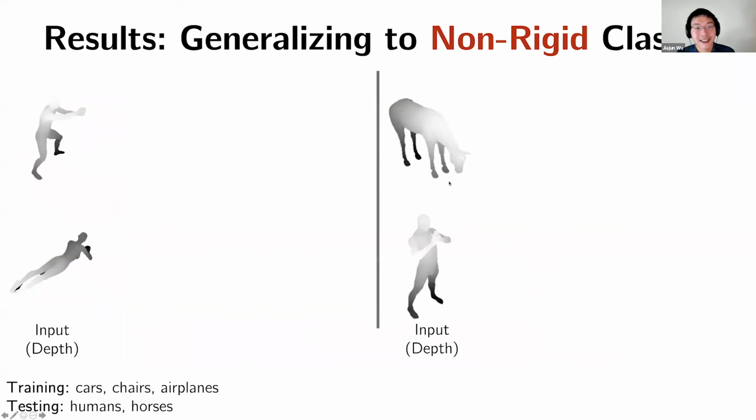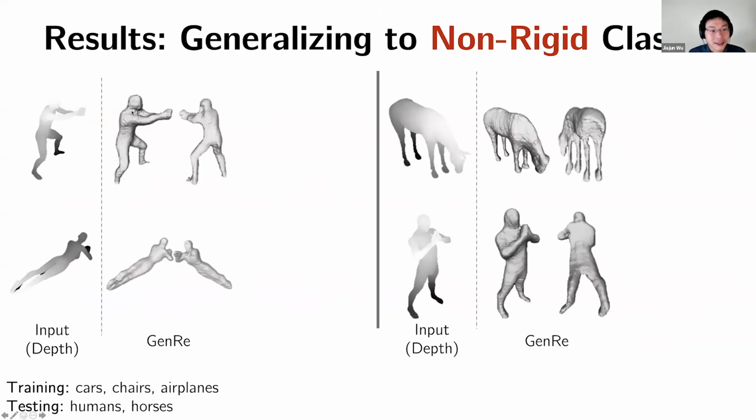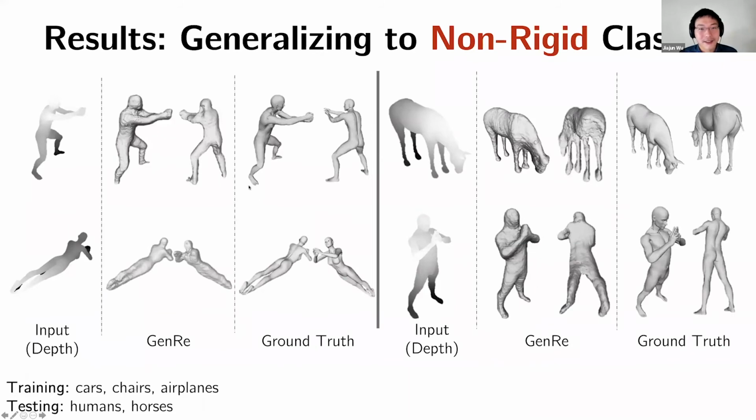And finally, we also tested something a little more crazy. If we train only on chairs, planes, and cars, can we generalize even to non-rigid object classes like humans and horses? And this is our output, and this is the ground truth. Far from perfect, but it's interesting that the system has learned that the surface needs to be smooth and the object needs to be complete and closed, and therefore from a single depth map here, it's able to complete the depth map and give you the estimated geometry of humans and horses.